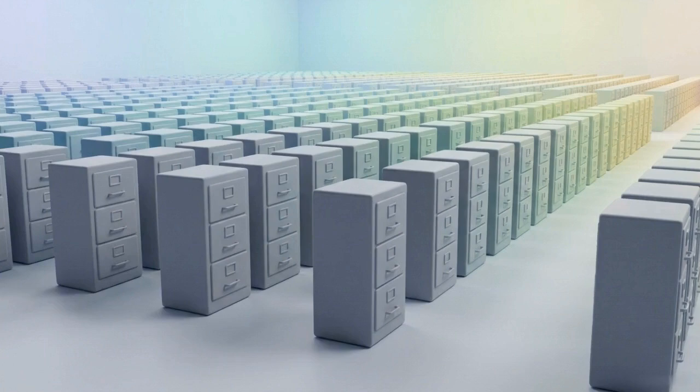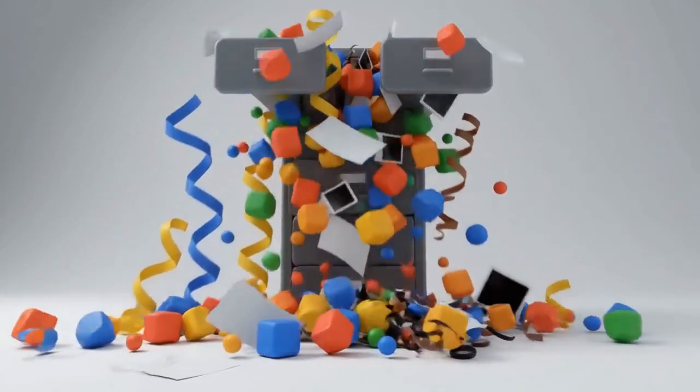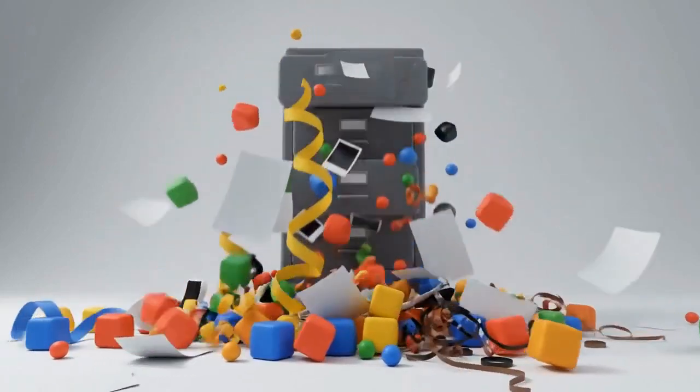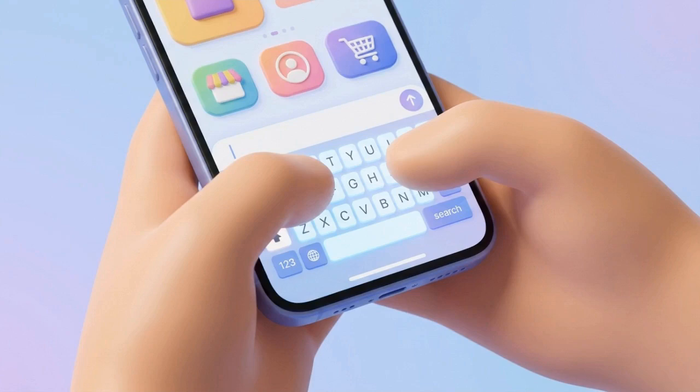For decades, we organized our digital world into neat, orderly rows, but that structure is reaching a breaking point. As you can see, our systems are exploding outward, struggling to contain a flood of unstructured information, images, voice notes, and raw human conversation. Consider how this affects something as simple as shopping online.